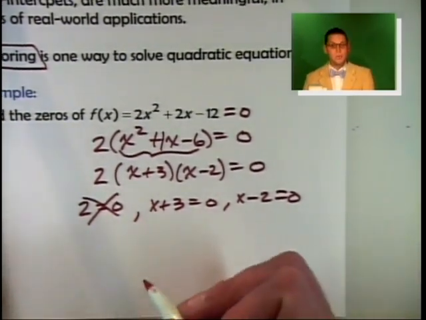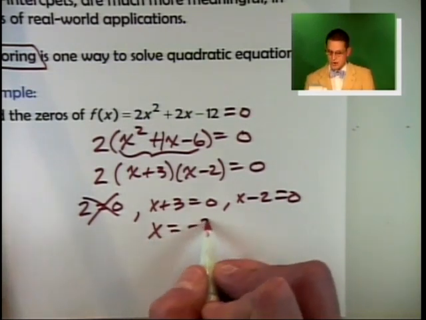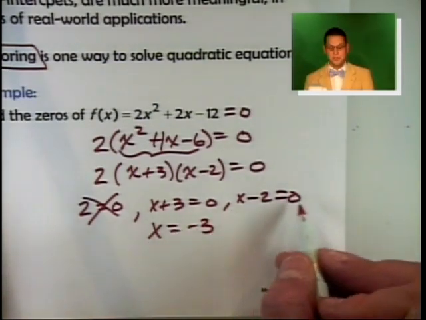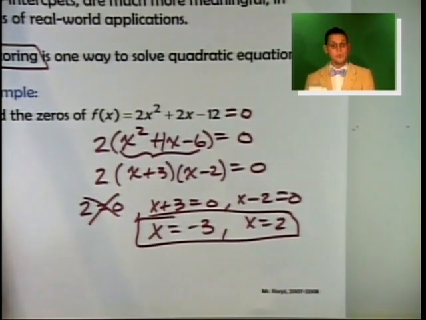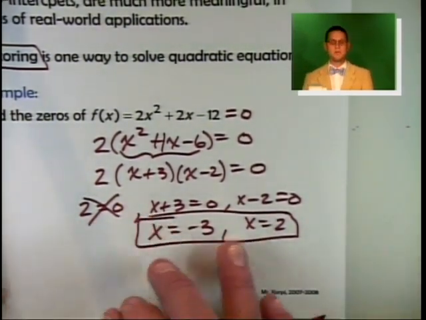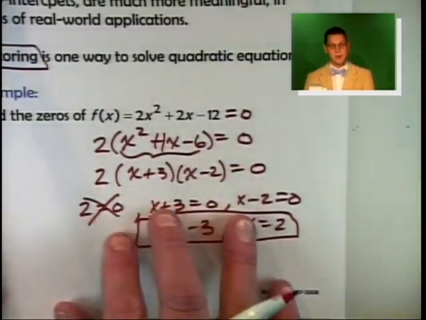How about x plus 3? Well, it's a little linear equation. We can solve that. x equals negative 3. And over here I get x minus 2. If I add 2, I get x equals 2. These, then, are my two roots, my two zeros, my two x-intercepts, or the two solutions to that equation.